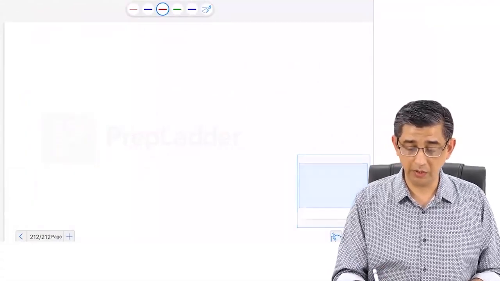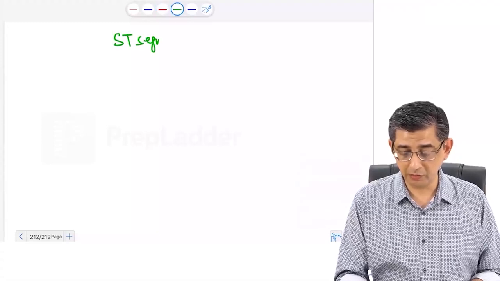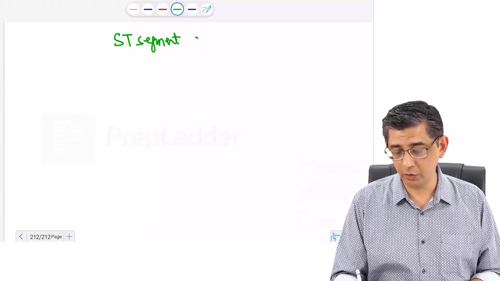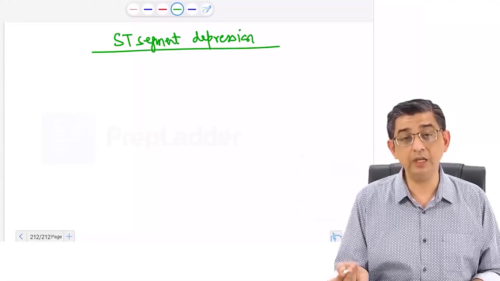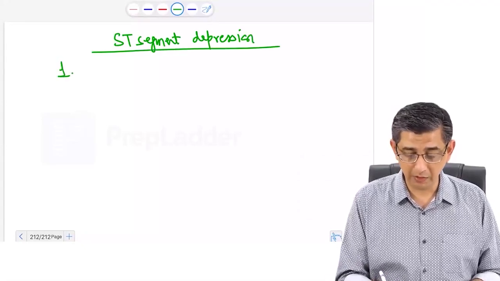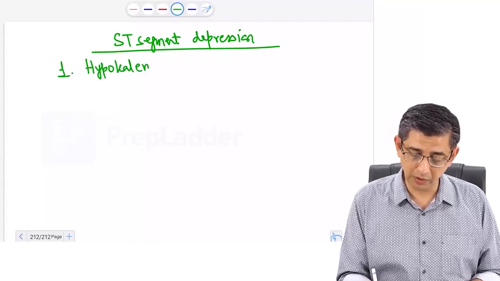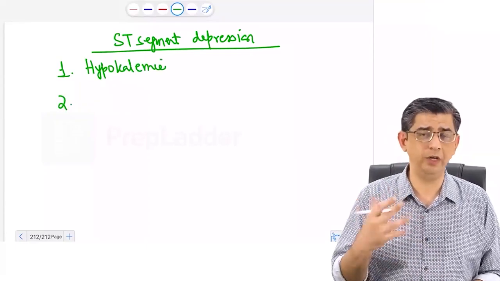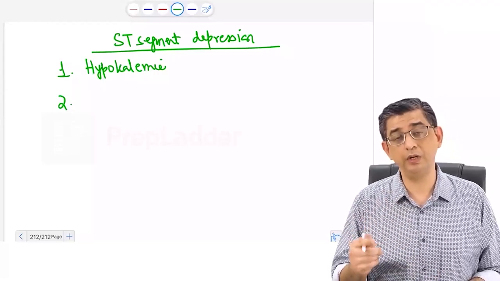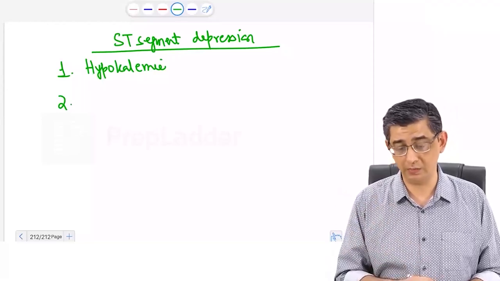Now I'm going to teach you conditions which will have ST segment depression. Some of the things you just need to use English, and you will easily be able to comprehend them even in the exam. Instead of hyperkalemia, just use the word hypokalemia. The three important findings of hypokalemia are: one is a prominent U wave, another is T wave inversion, and because T is going down, the ST segment can definitely go down as well.